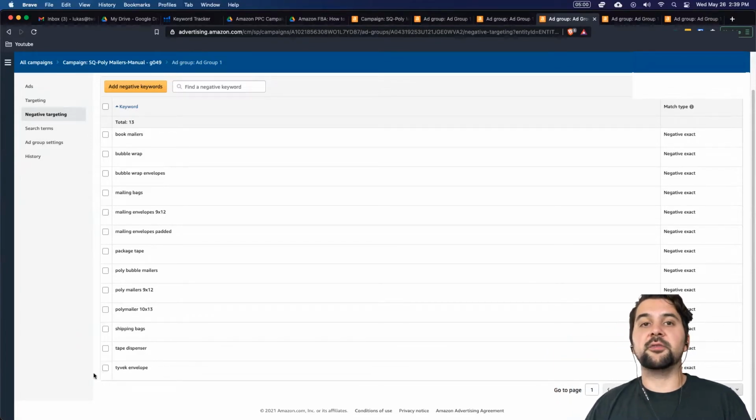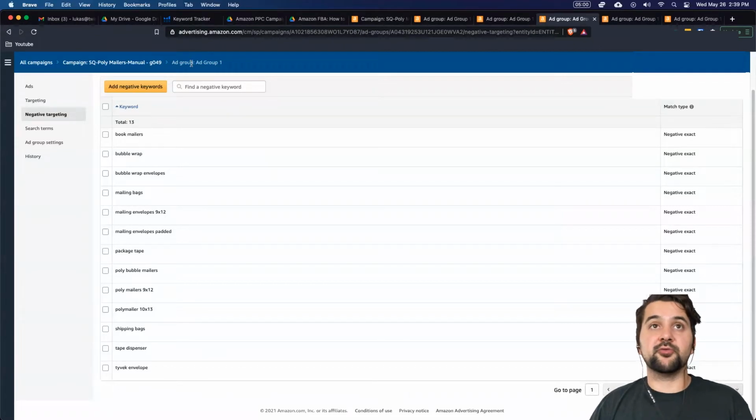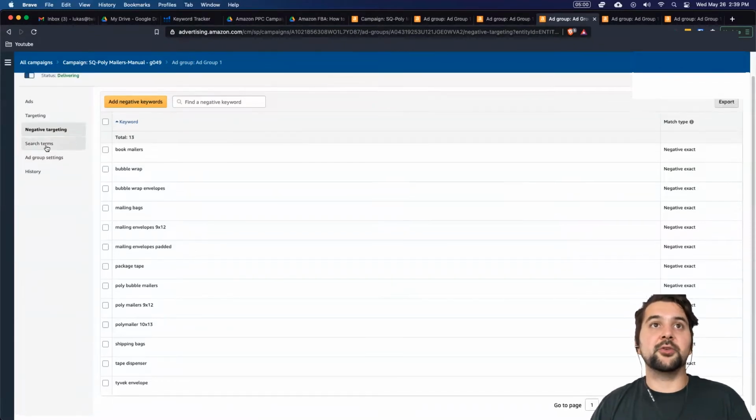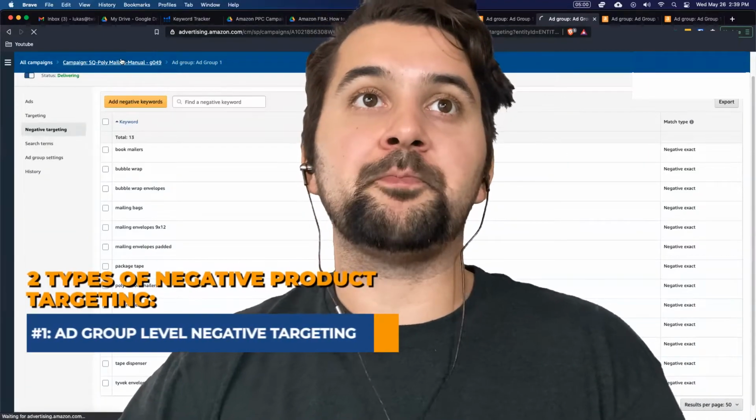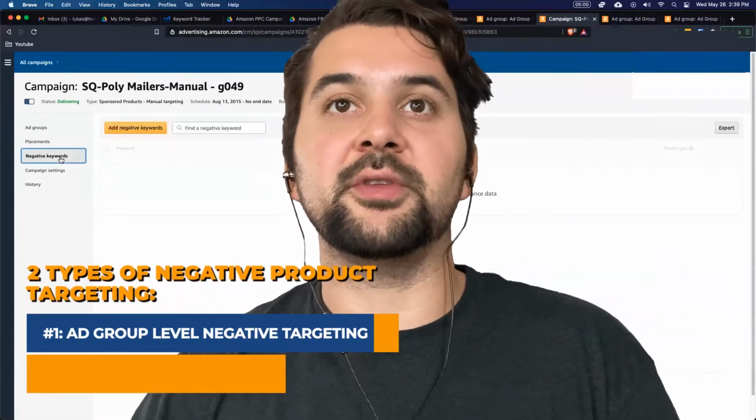If this was set to negative phrase, we couldn't, because anything with this specific phrase attached to it is going to be ineligible if we do that. Keep in mind also, this is really, really important. So here we are at the ad group level looking at negative targeting.